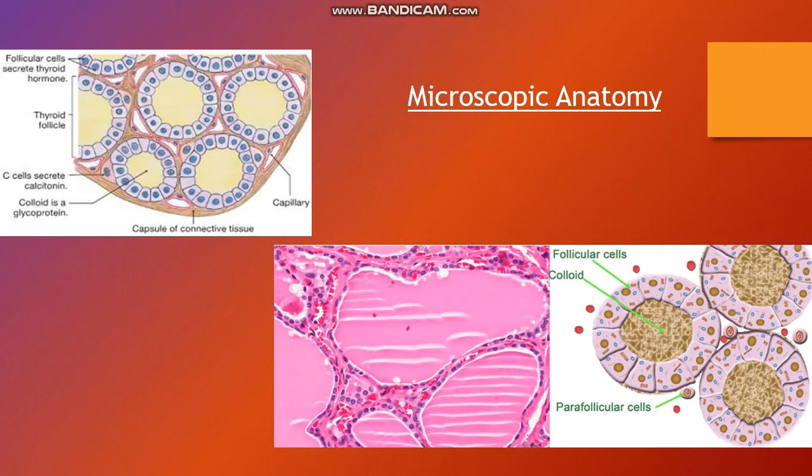Well, this is the microscopic anatomy, which is known as the histologic features. You're looking here, the follicular cells secrete thyroid hormone. These are the thyroid follicles. C cells secrete calcitonin, and colloid is a glycoprotein. This is the colloid, the gel-like material present in the center of the follicles, which are lined by the follicular cells. And these are the parafollicular cells, which produce calcitonin.